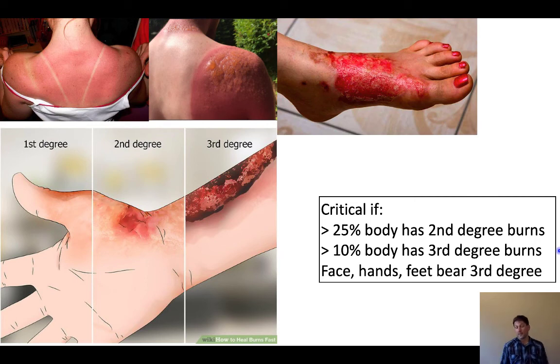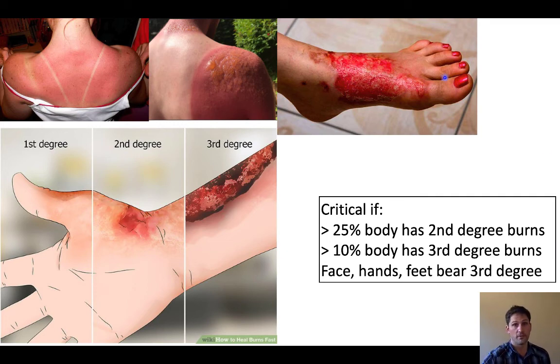Now why do we care about that? Well, burns are critical if 25% of your body has second-degree burns, or 10% of your body has third-degree burns, or your face, hands, or feet bear third-degree burns. And the reason is that we are going to lose a lot of fluid because of this burning. Remember, we talked about the importance of the keratinized outer layer at the stratum granulosum. It's reducing the amount of water loss, and we're at high risk of infection.